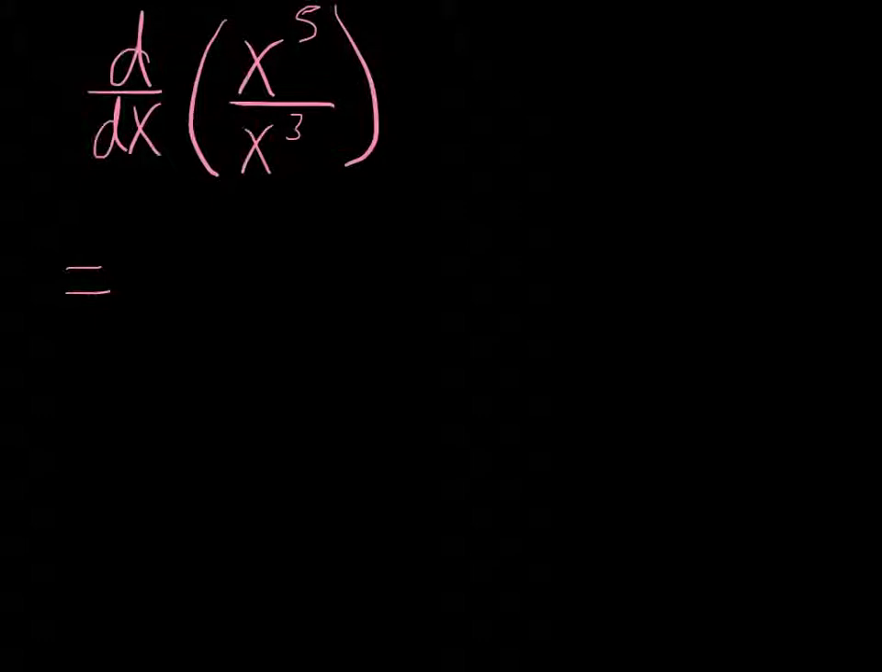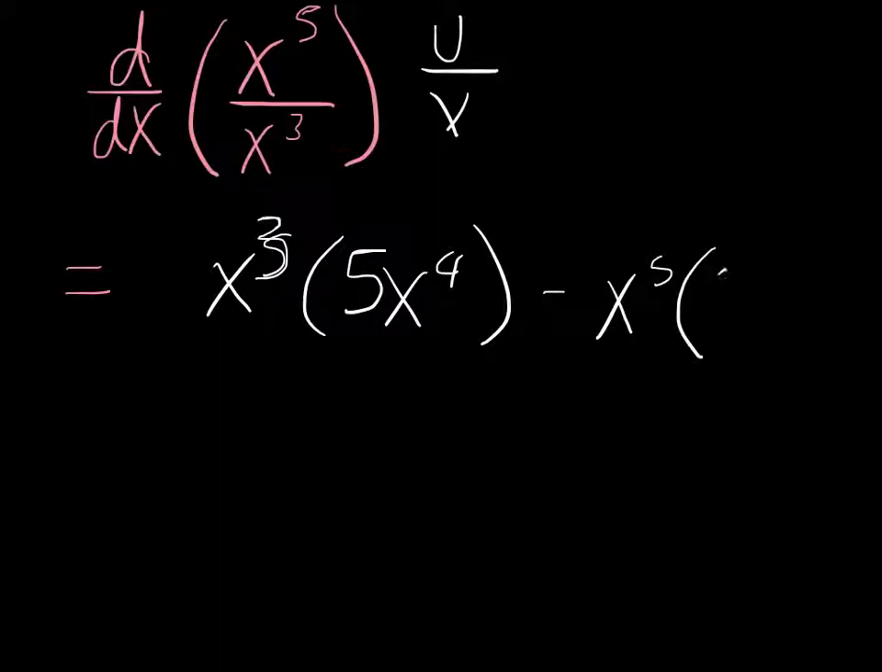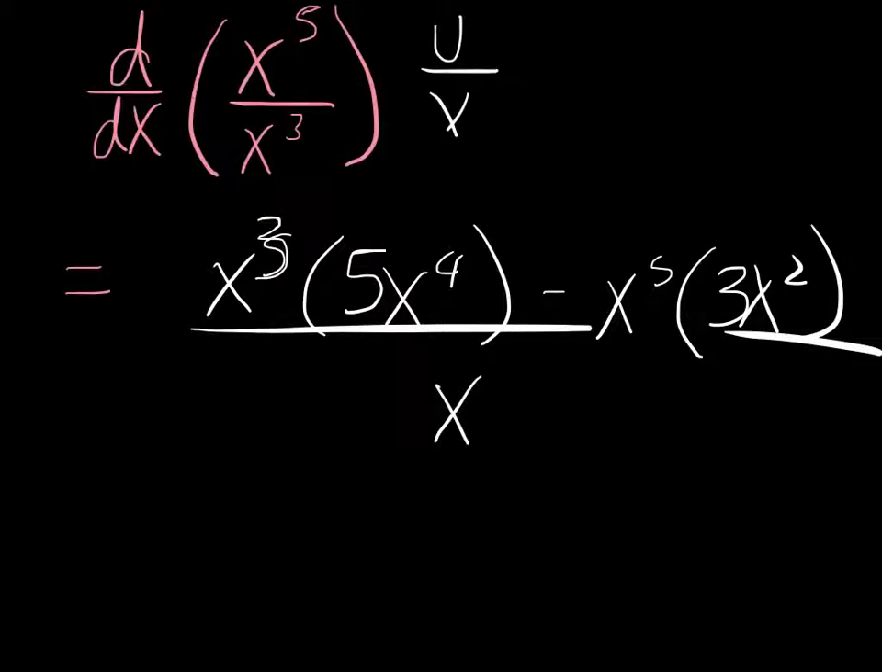Here we will use it with letters. To make it simple for us, we need to write in our u and our v. You must memorize that the derivative is v du minus u dv. So we find v, which is the x cubed, times du, 5x to the fourth, minus u dv, x to the fifth, 3x squared, over v squared, which would be x cubed squared, or x to the sixth.